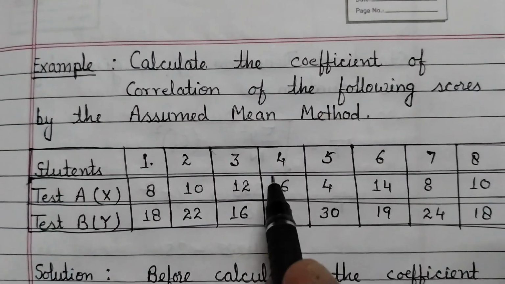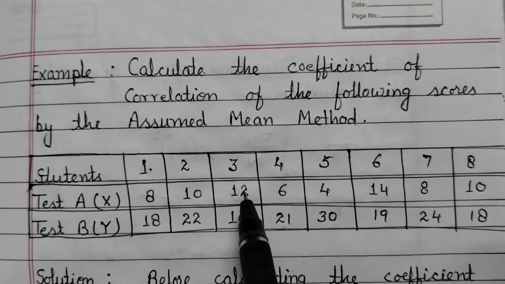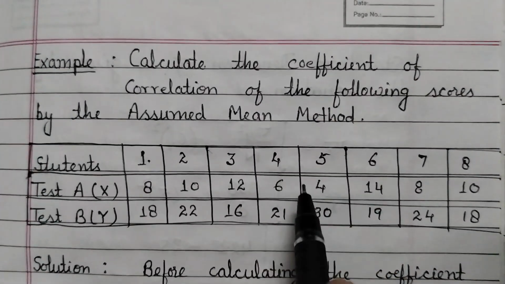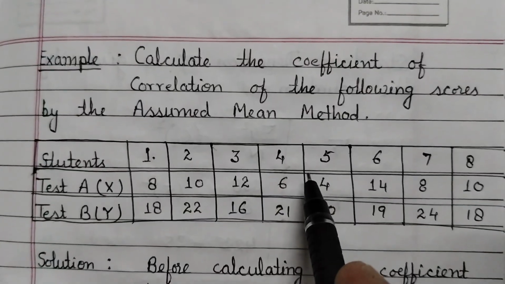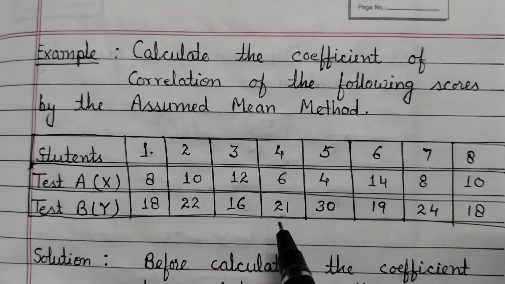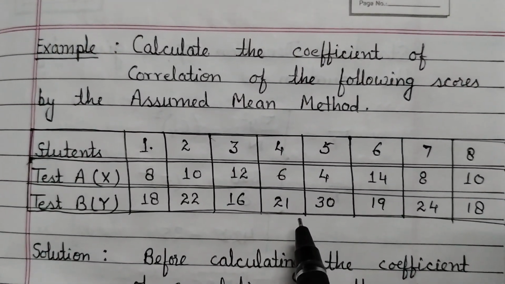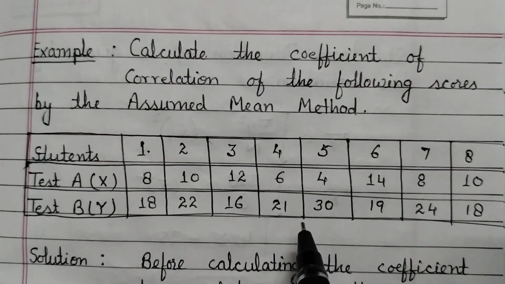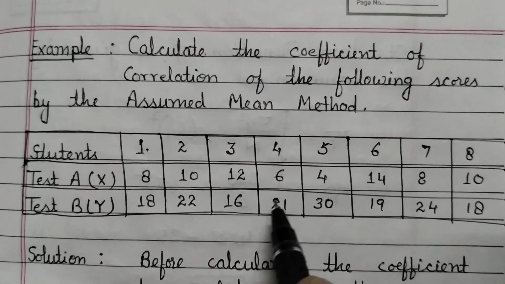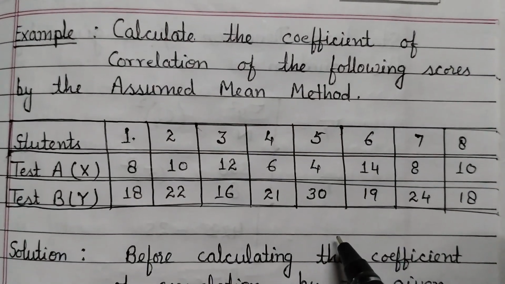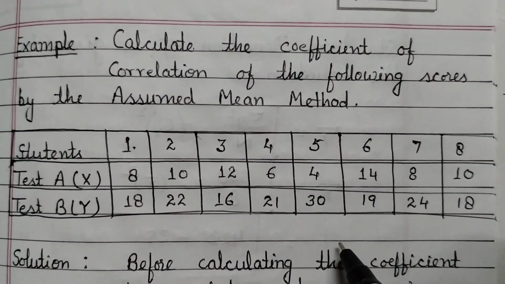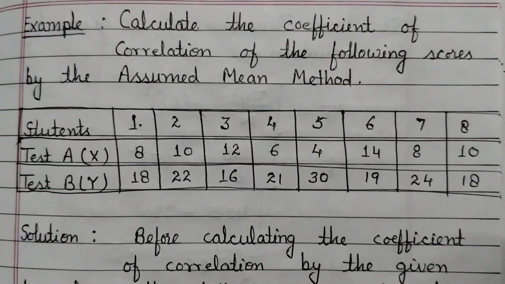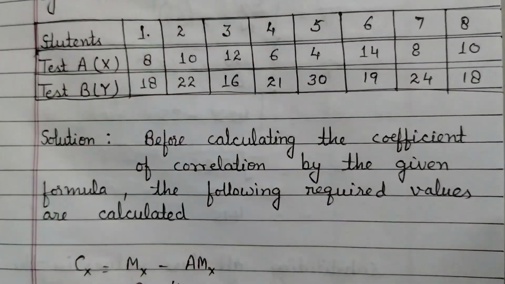Before solving this problem, I want to explain that in all the cases I have taken the same data. Why? Because I wanted to show that whether we use the reduced score method, the assumed mean method or the real mean method, in each case the result will remain the same, that is 0.72 with negative correlation. So again I am taking the same example.